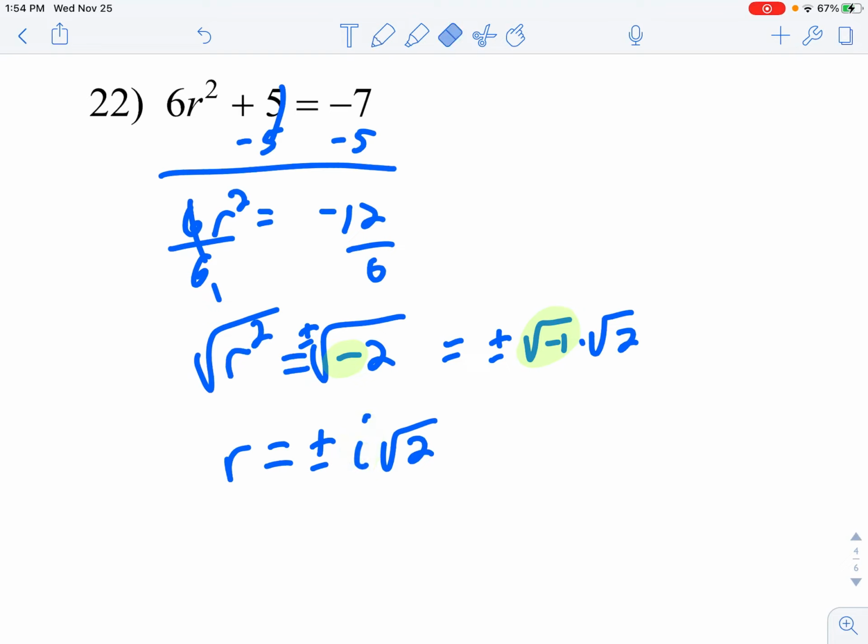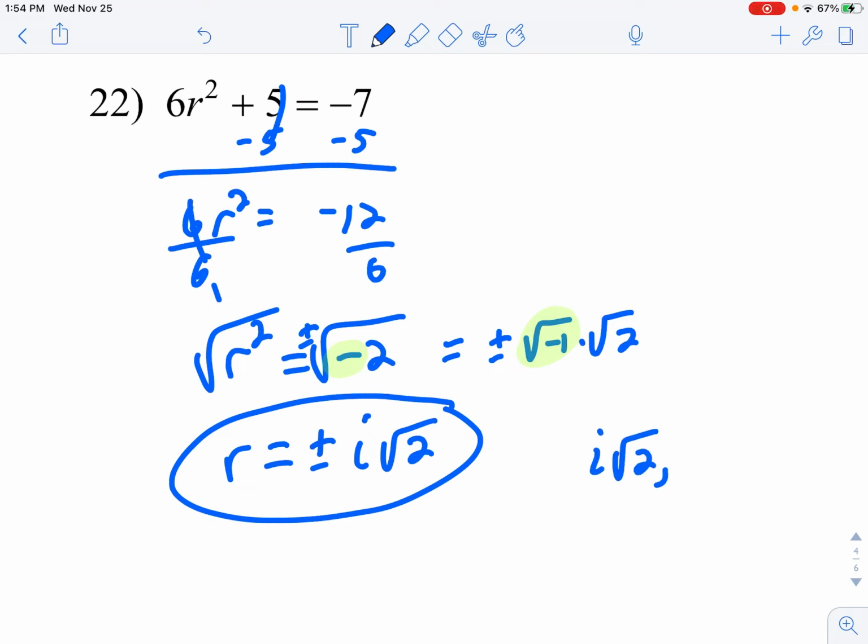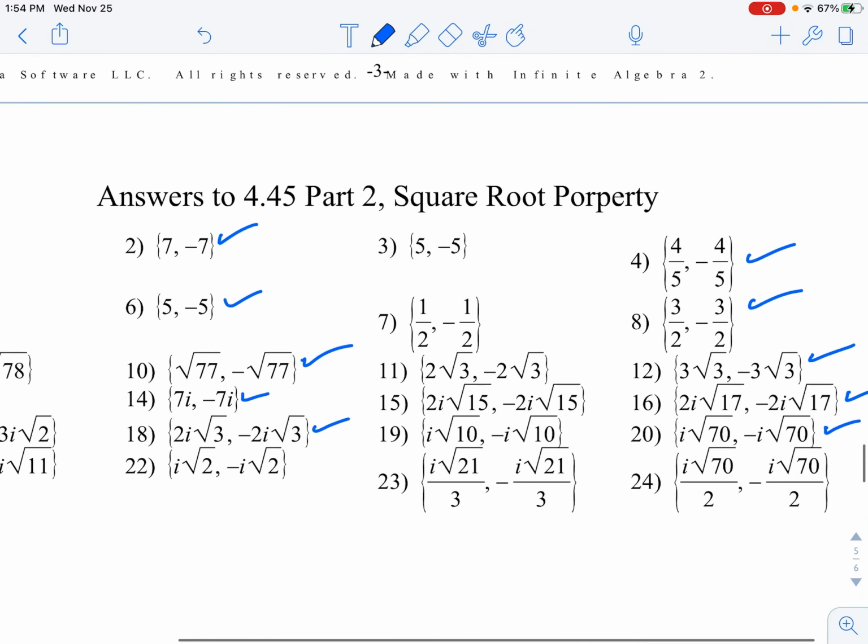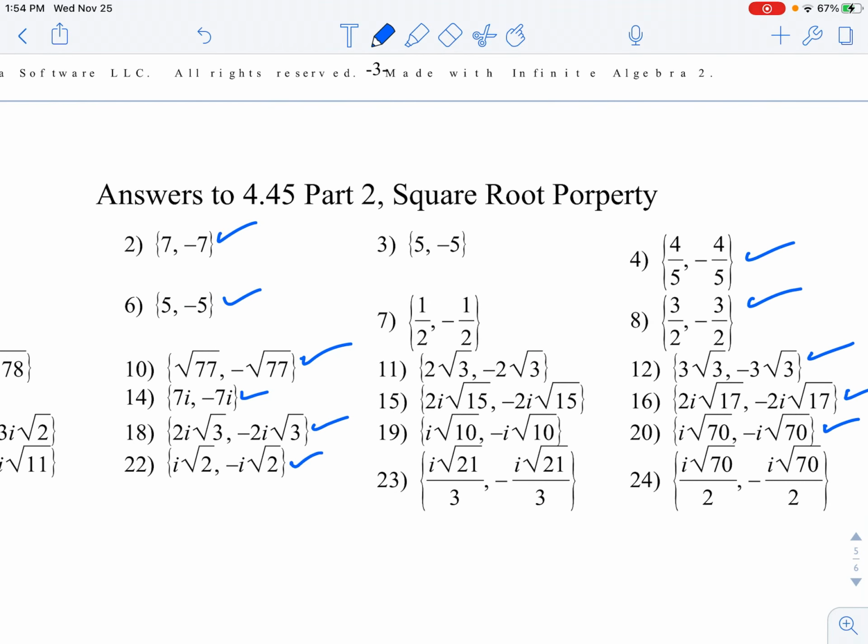You cannot simplify square root of 2. You cannot make a factor tree out of it. So, oh, sorry, I don't want to circle that. Positive i square root of 2, negative i square root of 2. That should be the answers to number 22, and it is.